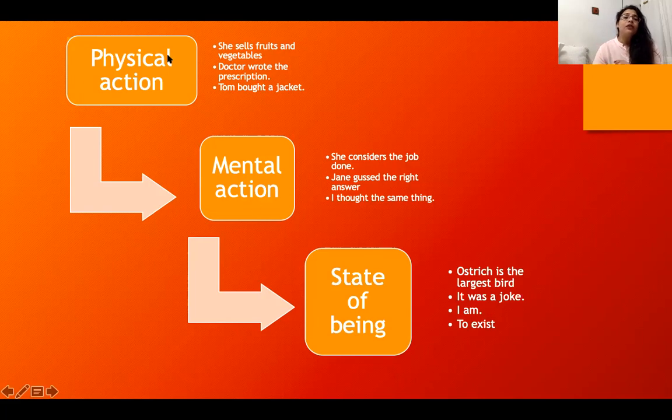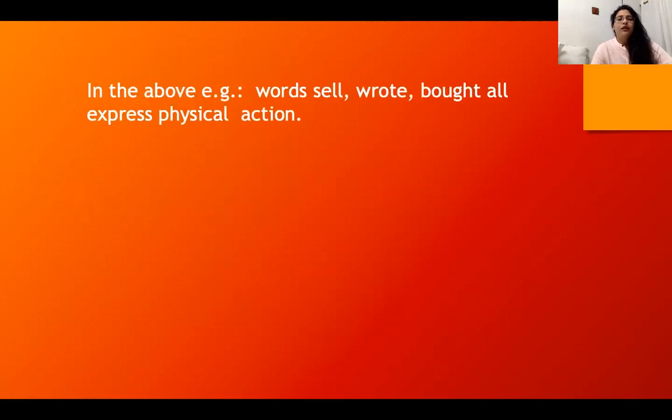But all of these, physical action, mental action, state of being, everything comes under the category of verb. Action denoting words. So now I'll go with the explanation of what I just dealt with before. In the above example, where I was talking about she sells fruits and vegetables, the words sell, wrote, bought all express physical actions.